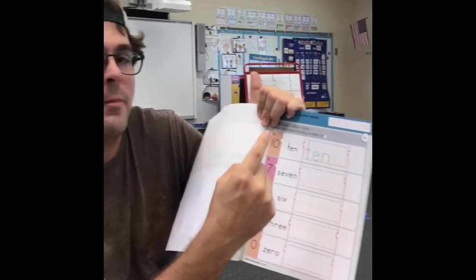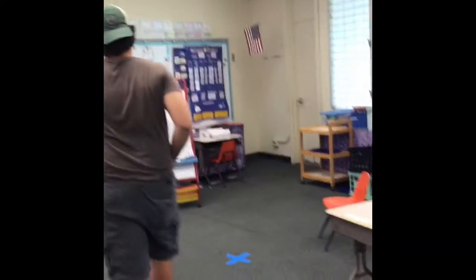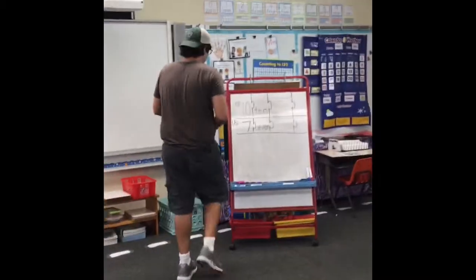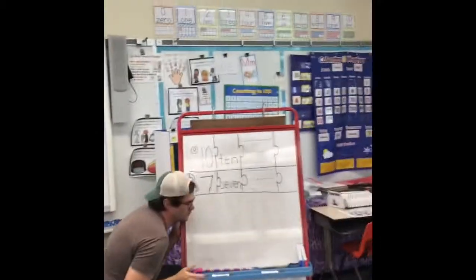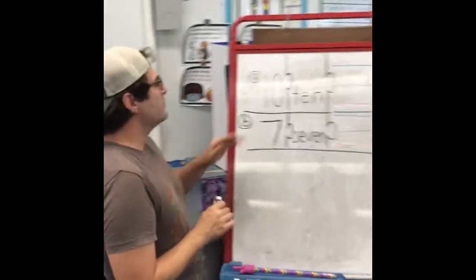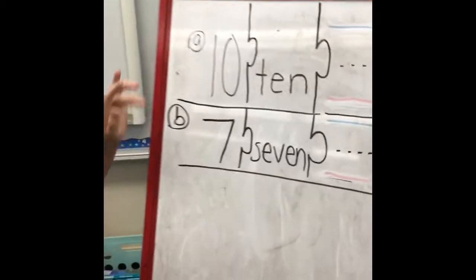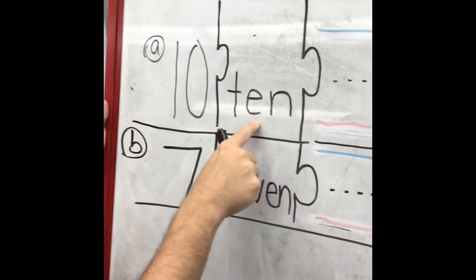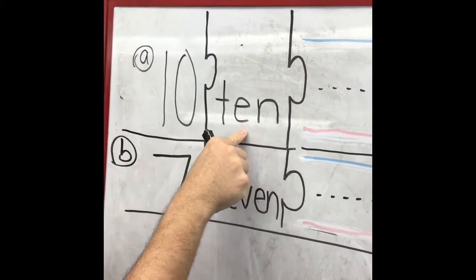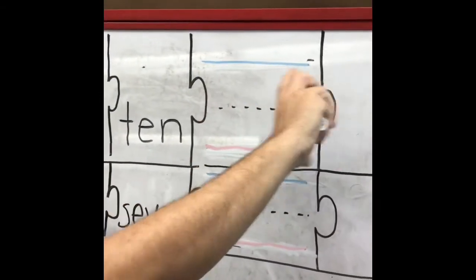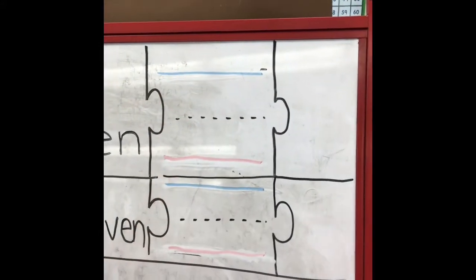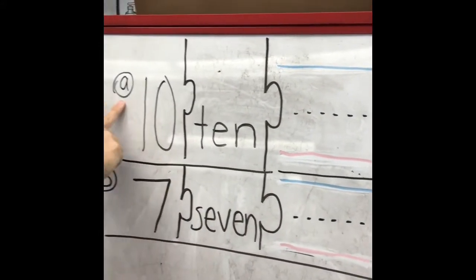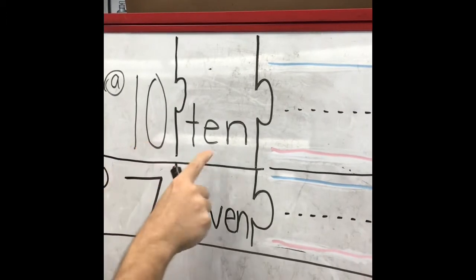I made a big copy of it over here on my board. Let's go do a couple together so I can show you what I mean. So what I've done is I've kind of drawn the first two on that page for you. Here's that 10 that we were looking at. Here's the number 10. It looks just like your page. You're going to have two spots right here, and these are what you're going to have to fill in, okay? So on letter A, it says 10.